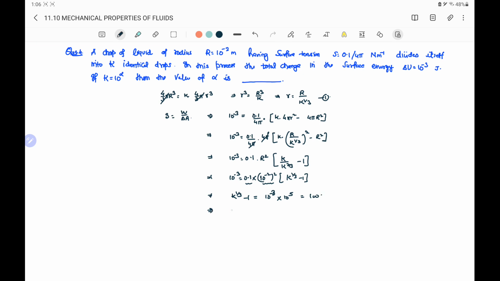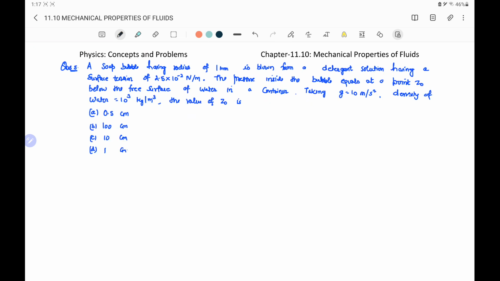and k is given 10 raised to the power alpha raised to the power 1 by 3 equal to 100 plus 1, so it is approximately equal to 100, keeping the calculation simplified. So we will have 10 to the power alpha by 3 equal to 10 raised to the power 2. On comparing, we will have alpha by 3 equal to 2 or alpha equal to approximately 6. Hence answer is 6.